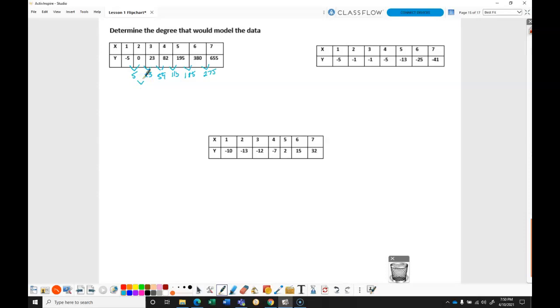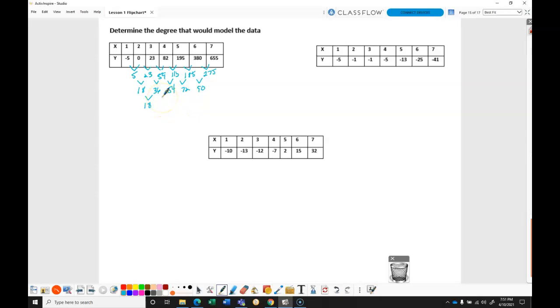23 minus 5, we're getting 18. 59 minus 23, we've got 36. 113 minus 59 is 54. 185, couldn't even read my own handwriting there, minus the 113 is 72. 275 minus the 185 is 90. Okay, so now when I do the subtraction, 36 minus 18 is 18. Ooh. Now I didn't stop here because those numbers didn't match, so it's not quadratic, but maybe it's cubic.